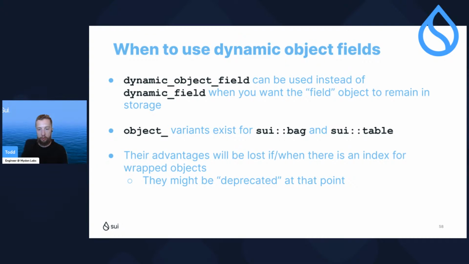So you might be wondering, why do we do all this? Why couldn't we just do something else? We have thought about other things, we just don't have it right now. Namely, if there was some sort of index that let the RPC calls in the Explorer work over dynamic fields, we could deprecate dynamic object fields.